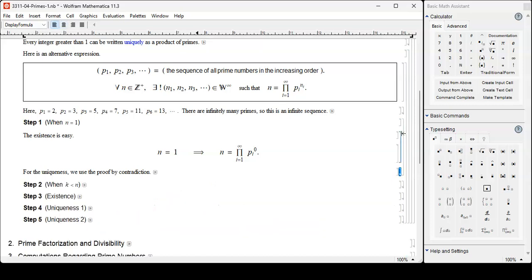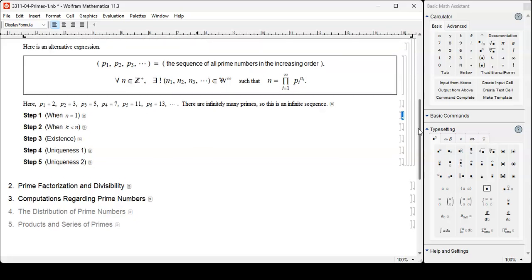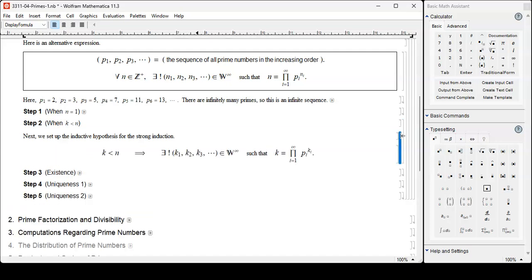So we proved the base case. When n equals 1, we proved it. The key point was uniqueness. Now, for k less than n, we're going to use the inductive hypothesis for the strong induction. So any k less than n, and as a matter of fact, greater than 0 and less than n, I should have said, starting from 1, which is the base case which we just proved. We have a unique sequence k1, k2, k3, and so on, which form the powers, which are all whole numbers, so that k can be written as the prime factorization of this infinite product form.